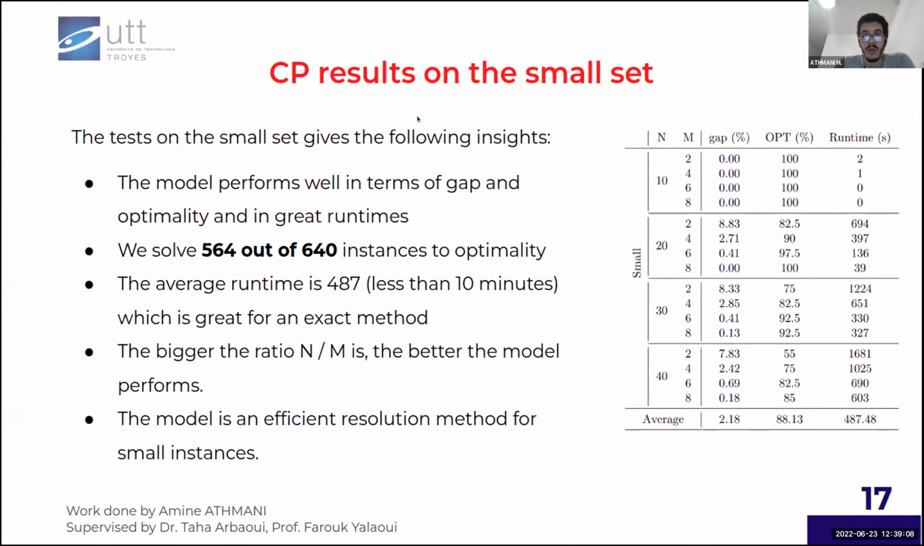For the results on the small set, we have very promising results, with over 88% optimality ratio over the whole benchmark, especially for smaller instances. So we solved 564 instances out of the 640 to optimality, with a very good runtime and also a good gap for the instances where we didn't prove optimality. What we notice is that when the N over M ratio goes bigger, the model tends to perform better.